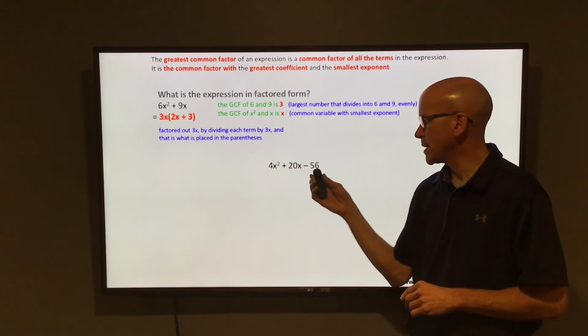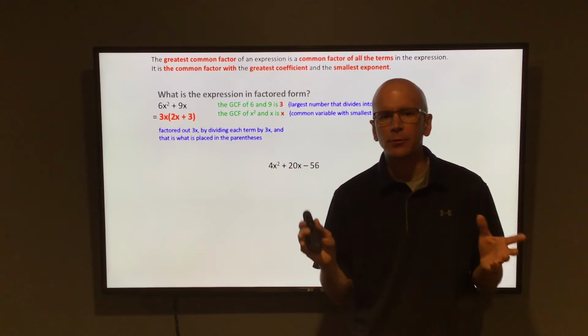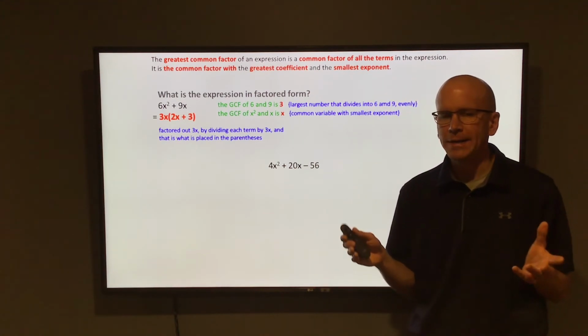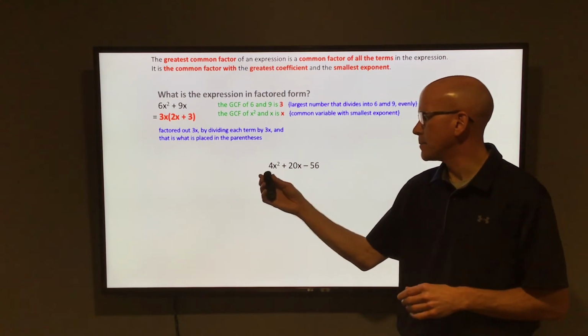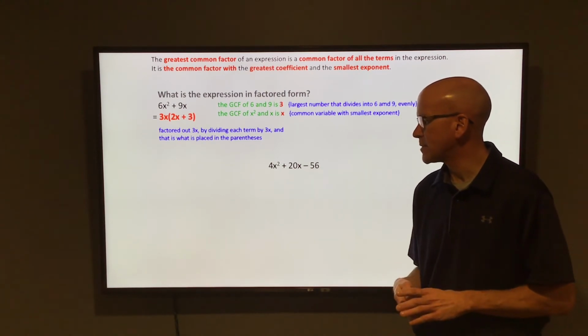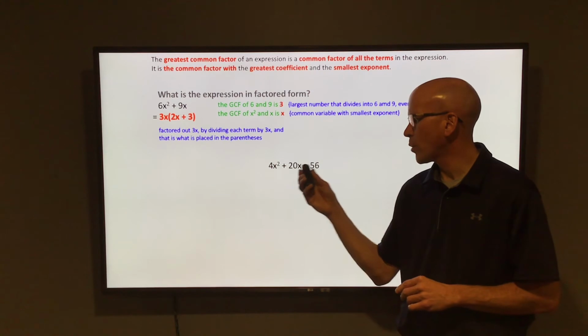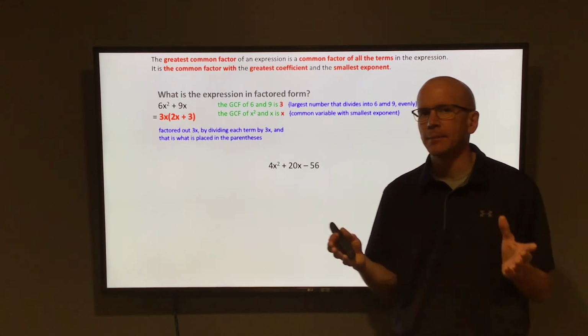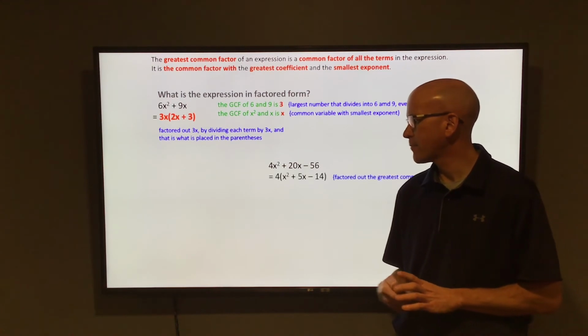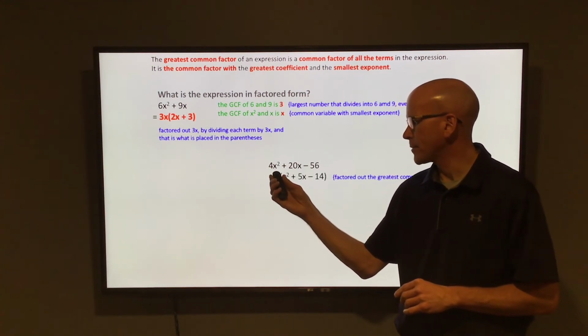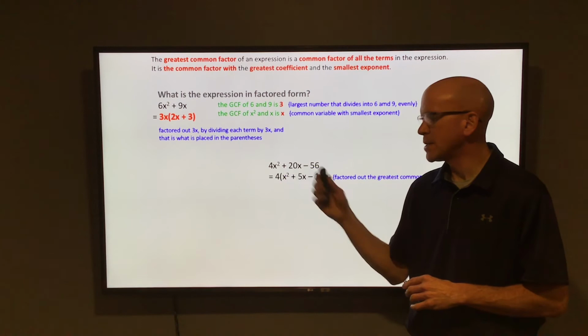4x squared plus 20x minus 56. Whenever you are factoring anything, you always want to look for a greatest common factor that you can factor out. So if you look at these terms, 4x squared, 20x, and negative 56, think of the 4, the 20, and the 56. Is there a common factor of those three numbers? There is, and it is 4. So we're going to factor a 4 out. We're going to divide each of these three terms by 4.